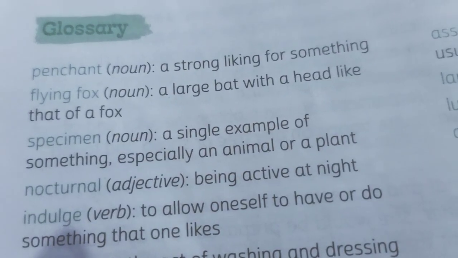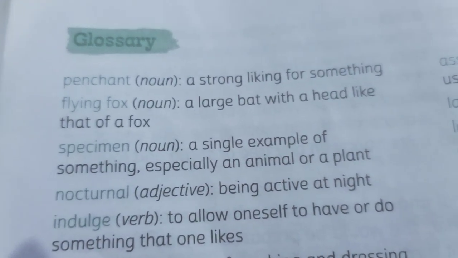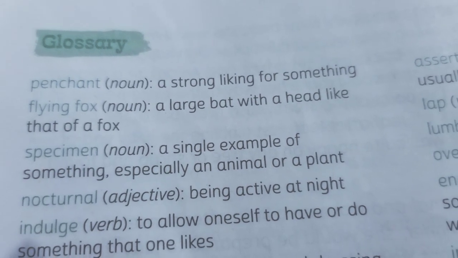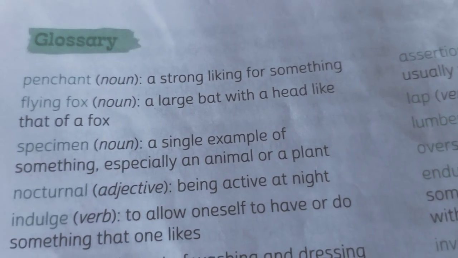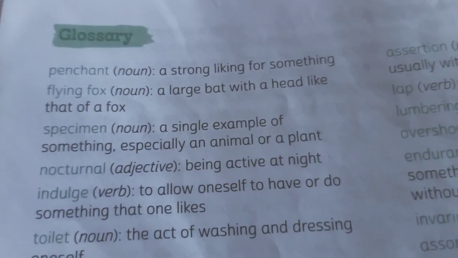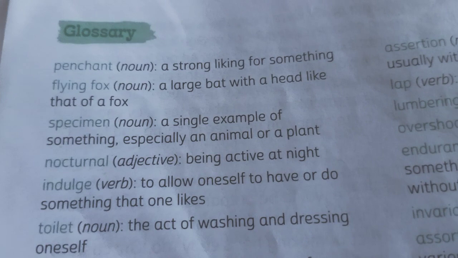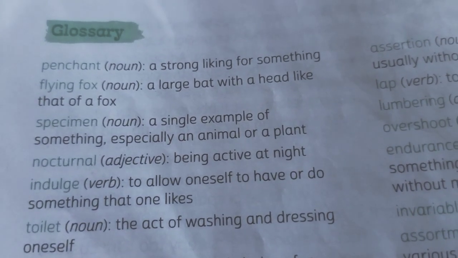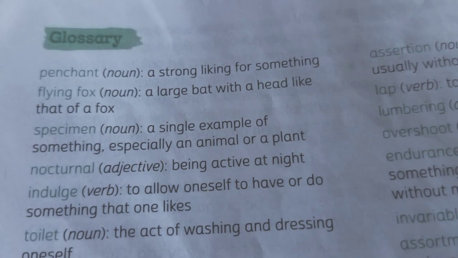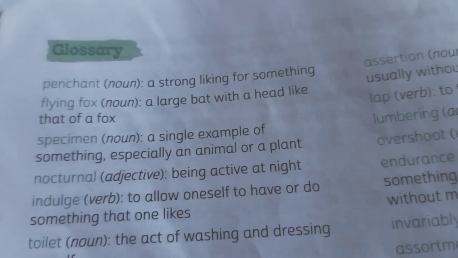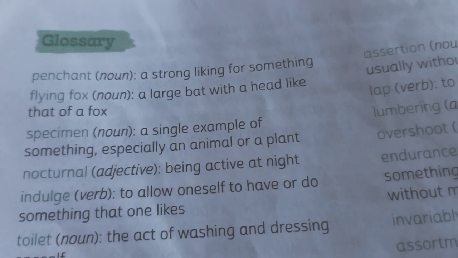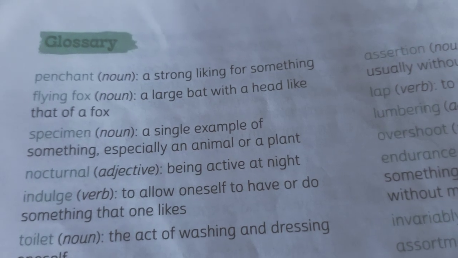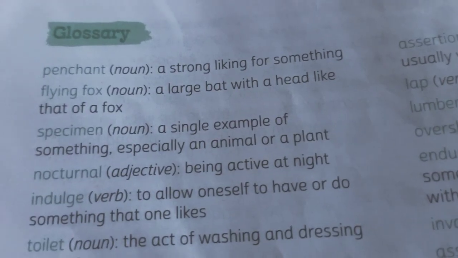The next word is flying fox. What's the meaning of it? A large bat with a head like that of a fox. As I already told you, it's a bat. Bat means an animal whose activity is mostly at night. The same animal, a small animal, but in a quite large shape, a large bat with a head that looks like a fox, is known as a flying fox.